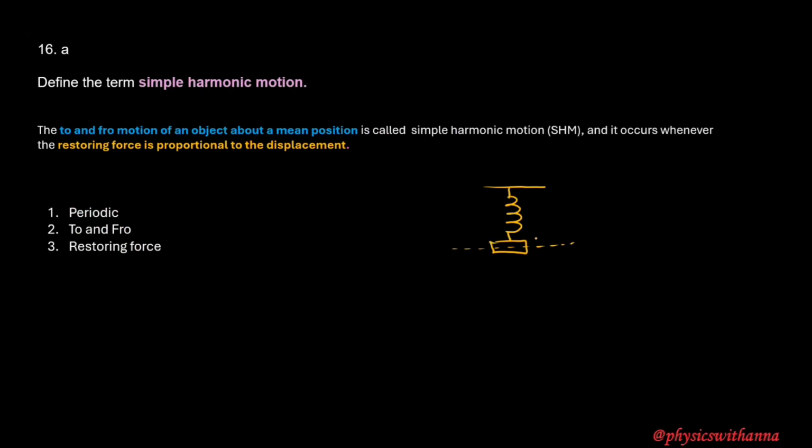So in case of a spring, it is the spring force that tries to bring the spring back to its equilibrium position. Whereas in case of a pendulum, when you move the pendulum from its equilibrium position, it is the force due to gravity that acts as the restoring force, trying to bring it back to the mean position. So in conclusion, simple harmonic motion is to and fro motion of an object about a mean position, and it occurs whenever there is a restoring force proportional to displacement.